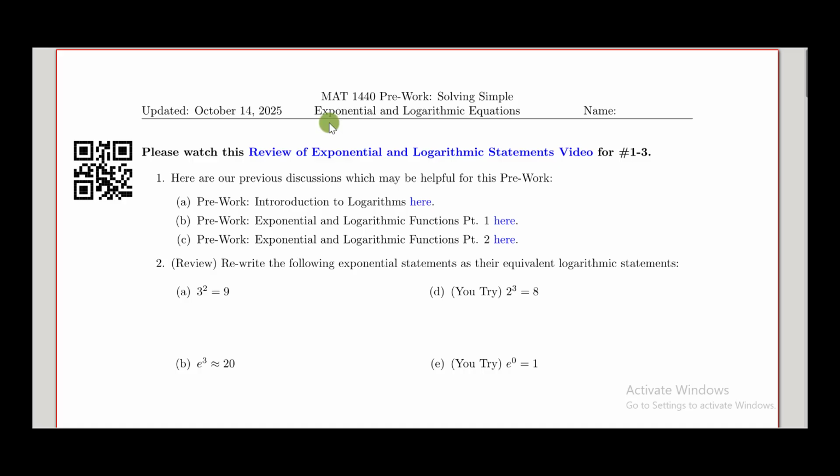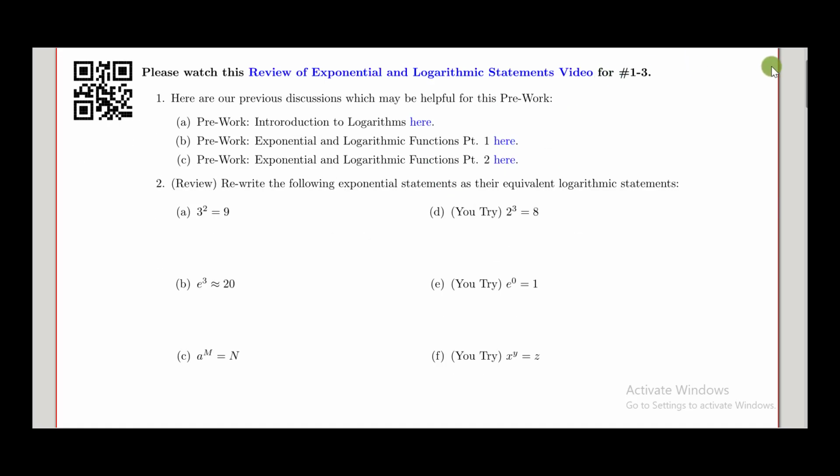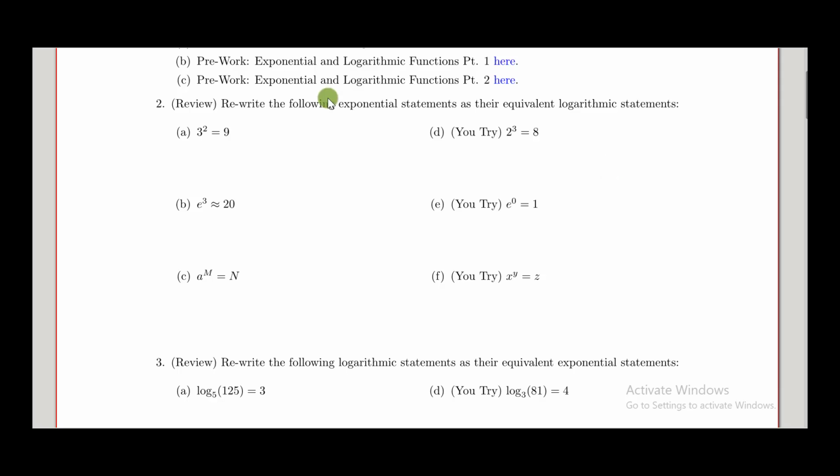So before we dive into the main topic, which is solving these simple exponential and logarithmic equations, let's just do a little bit of review because it's been a minute. If you find any of this challenging, I recommend that you go look at some of the earlier sections that we've had here, introduction to logarithms, exponential log functions, etc., because I'm going to assume a basic familiarity even though we're doing review.